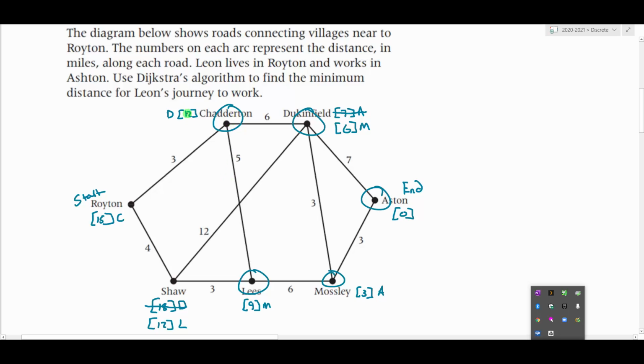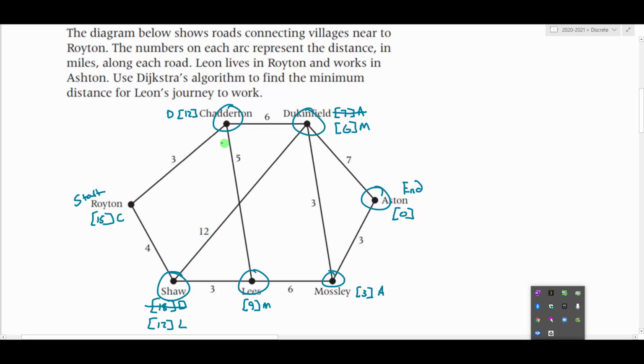All right, so again, I look, I got 15 and I got 12. So let's go back here to Shaw real quick. All right, Shaw's got 3 edges. This one goes back to a visited city. This one goes back to a visited city. And then we go over here to Royton. So I go 12 plus 4, which is 16. Well, that's longer than the route that I already have. Right, so I don't really need that route coming through Shaw. So we are done. So we have figured out that we can get to Royton in 15 miles.